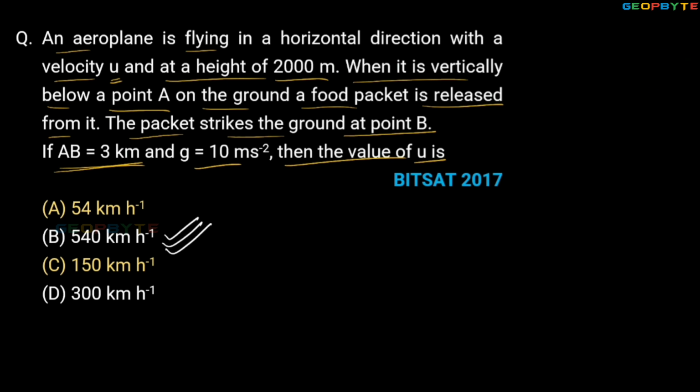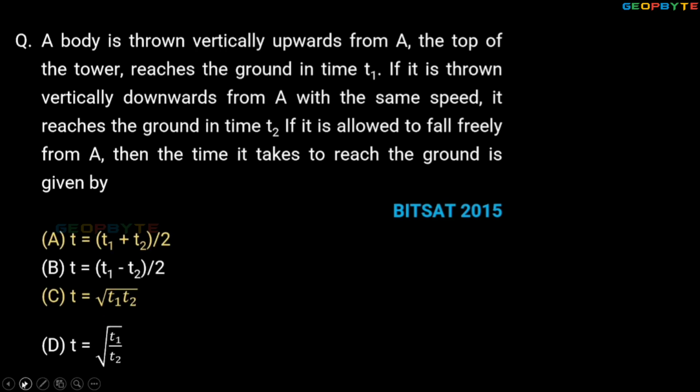Understood clearly? Yes. Similarly, let's take another important problem. Okay. Look at the screen. It is asking like this. A body is thrown vertically upwards from the point A, the top of the tower, and reaches the ground in time t1. That means when a body is thrown vertically upwards from the top of the tower at a point A, it reaches the ground in the time t1.